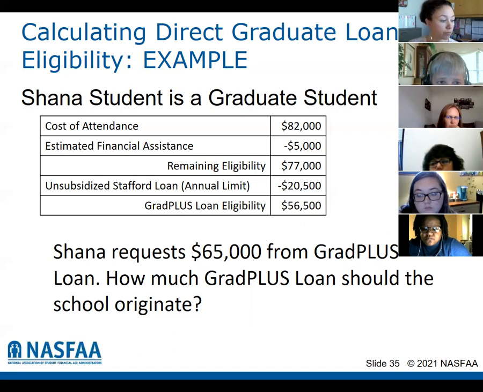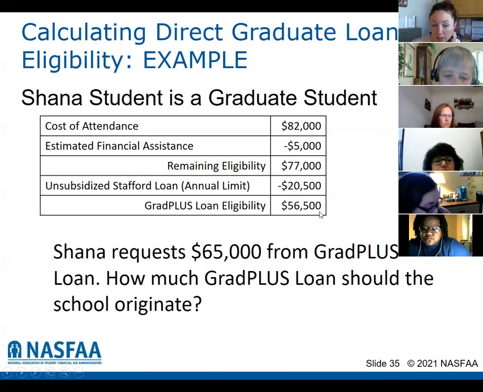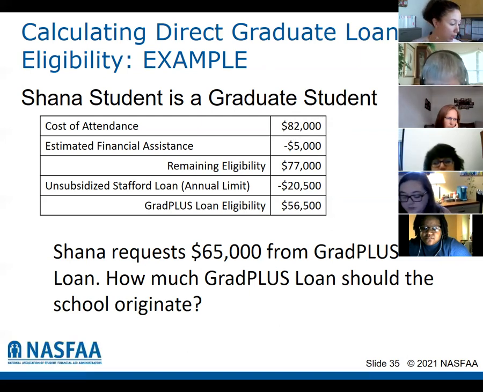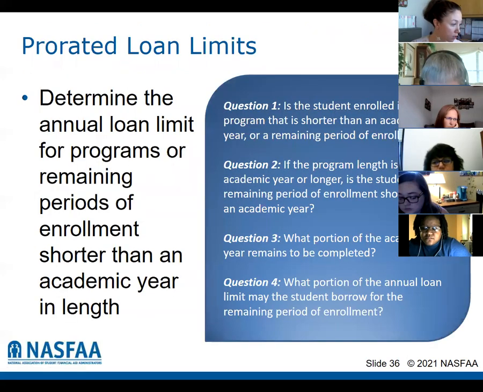Graduate Plus loan. You got it. Yes, very good. Exactly. So the school's going to originate the 56,500 because that is the maximum remaining amount that is available in her cost of attendance. So this 82 is her max amount of financial aid. As a grad student, none of it is need-based aid from the federal government. So she can have all of that in loans if she wants. Okay.